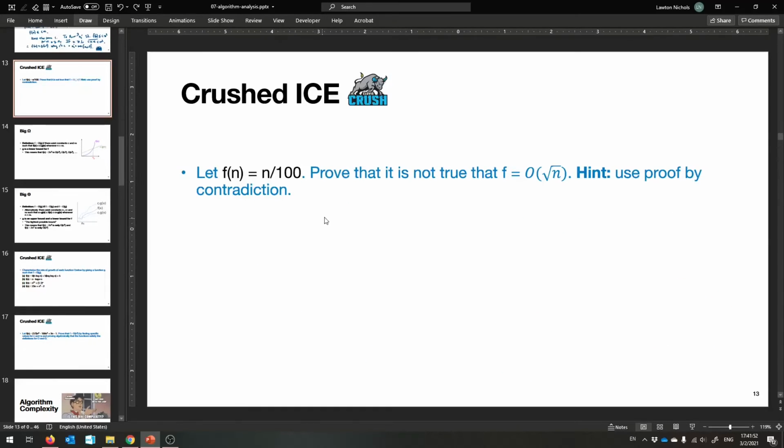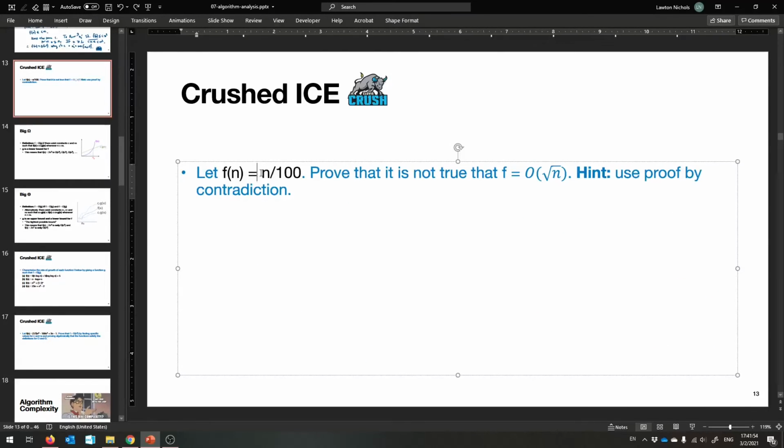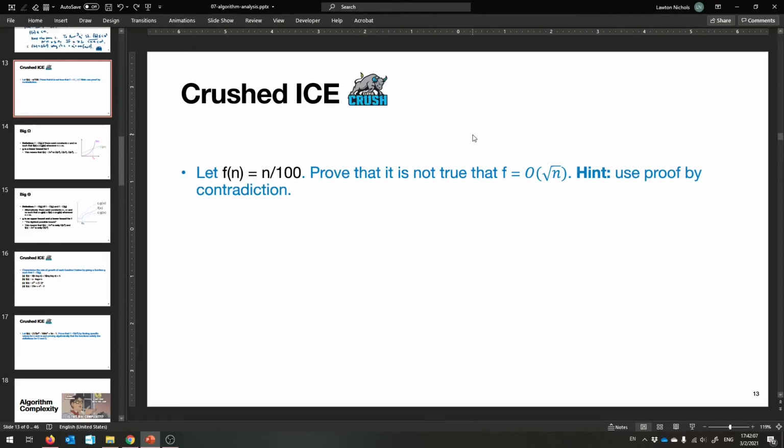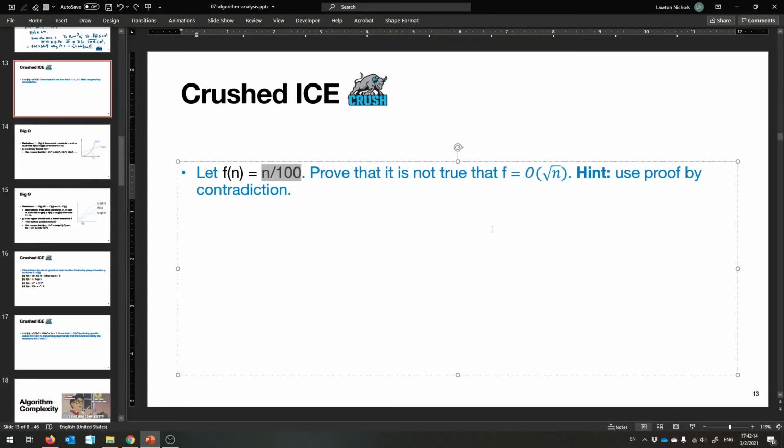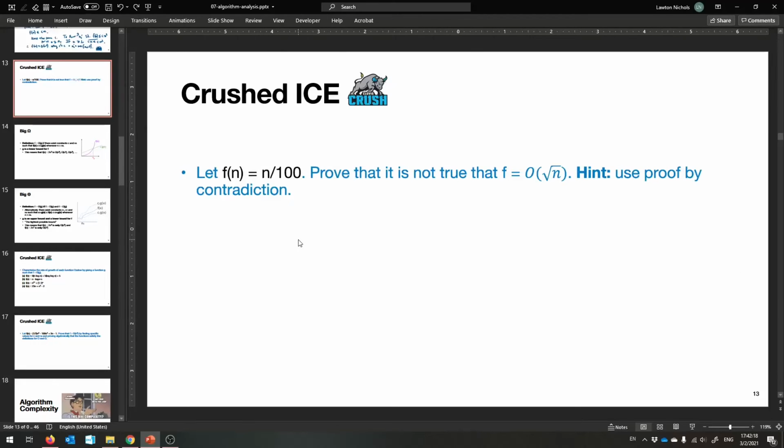Okay, another example. Are you ready? So let's let f of n be this. It's n over 100. It's a function. Prove that it's not true that f equals O of square root of n. Interesting. And I guess we should use proof by contradiction to do that. Okay, we need to prove that it does not exist. There's no c, there's no n naught that will let this be bounded above by O of square root of n. Okay? So proof by contradiction is like, okay, let's assume that it is.